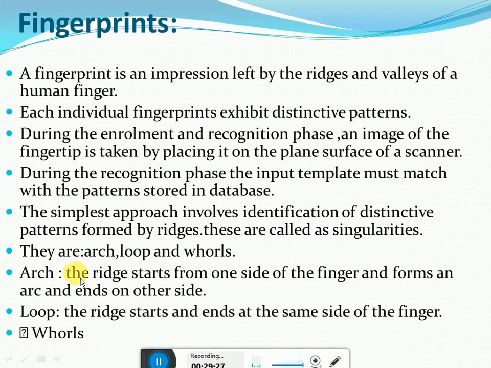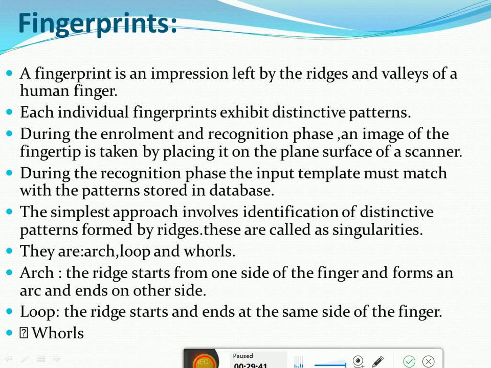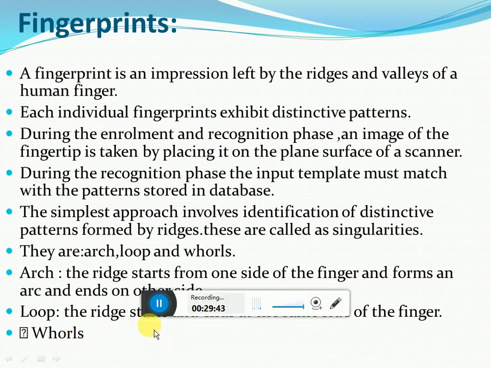Arch: the ridge starts from one side of the finger, forms an arc and ends on the other side. Loop: the ridge starts and ends on the same side of the finger. And whorls mean certain circular patterns that are present on the finger. Normally we identify them as shankha and chakra on the fingers.